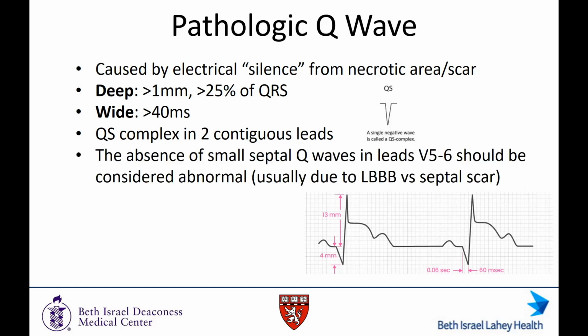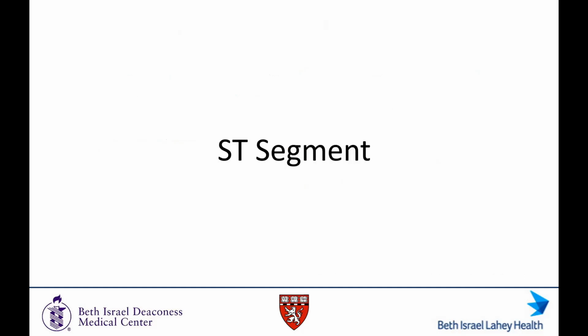And then the absence of the small physiologic Q waves in V5, V6 is typically considered abnormal. So you should think of a bundle branch block versus a septal scar if you're missing those little Q waves, less than a millimeter deep, in your lateral leads. And as always, consider lead misplacements. If you're at all concerned, you can always get a repeat EKG. It's pretty low impact. All right, let's move on to the ST segment.